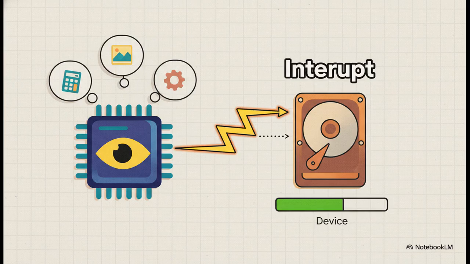Interrupts. Instead of the CPU constantly nagging, the device gets to be proactive. When its task is complete, it sends a signal, an interrupt, that basically taps the CPU on the shoulder and says, "Excuse me, I've got that thing you asked for." This is the magic that lets your computer feel so responsive, because the CPU can focus on your user interface until the moment it's interrupted with new data.